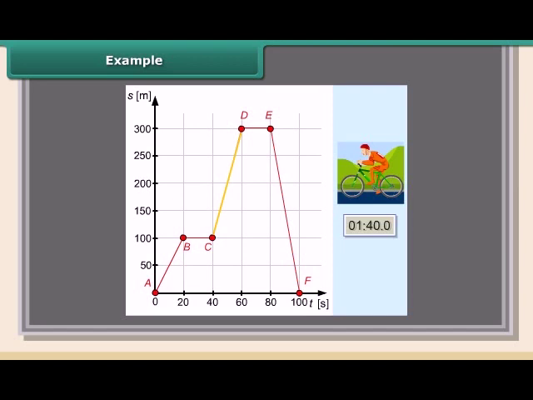From segment CD, we can see that the cyclist went on to move with a greater speed. In 20 seconds, he covered a distance of 200 meters, which means that he was traveling with a speed of 10 meters per second. Segment DE shows the cyclist stopped for 20 seconds. Then from segment EF, we can discover that the cyclist turned back and after 20 seconds reached the location from which he started his journey. He was moving with a constant speed of 15 meters per second.